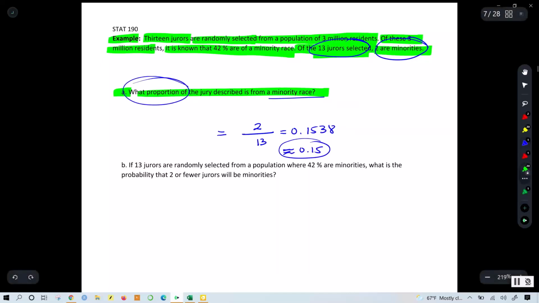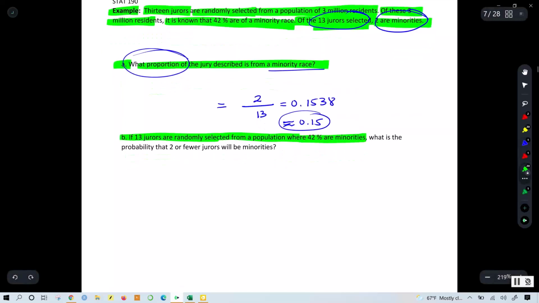Question B. If 13 jurors are randomly selected from a population where 42% are minorities, what is the probability that 2 or fewer jurors will be minorities?